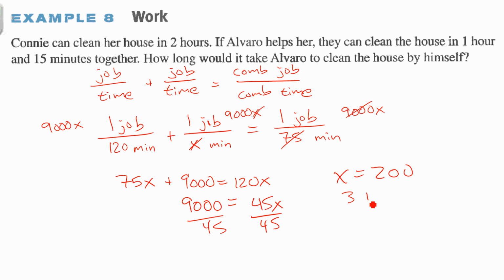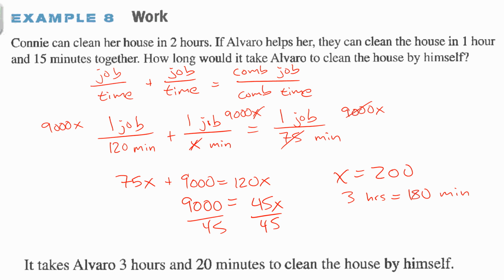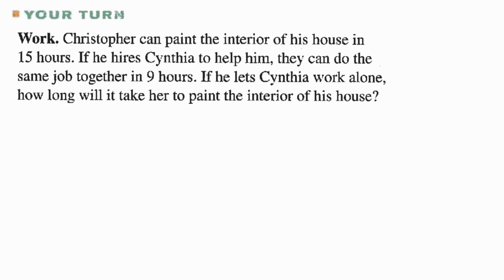Now 3 hours is 180 minutes. So 200 is 3 hours and 20 minutes. That's how long it takes Alvaro to clean the house if he were doing it by himself. Which makes sense. He should be taking longer than the 2 hours that Connie took to do it. If he's helping her, it would go faster. All right, last one. Try it yourself. See if you can do it.